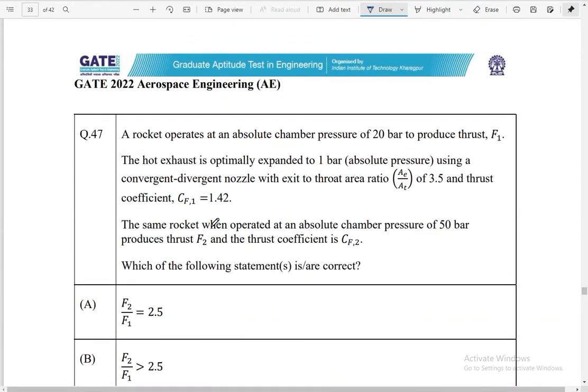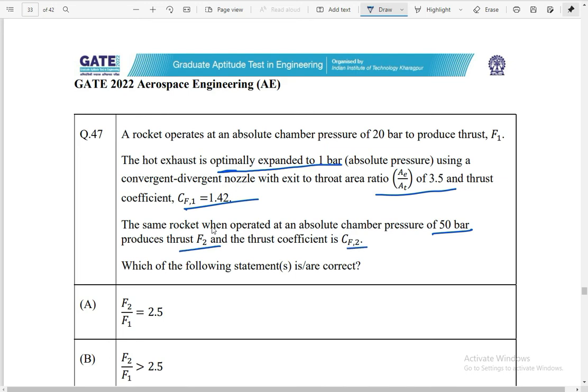Question number 47, we have a rocket that operates at an absolute chamber pressure of 20 bar to produce thrust F1. The hot exhaust is optimally expanded to 1 bar, using a convergent divergent nozzle with exit to throat area ratio 3.5 and thrust coefficient 1.42. The same rocket is then operated at an absolute chamber pressure of 50 bar, with thrust F2 and thrust coefficient CF2.